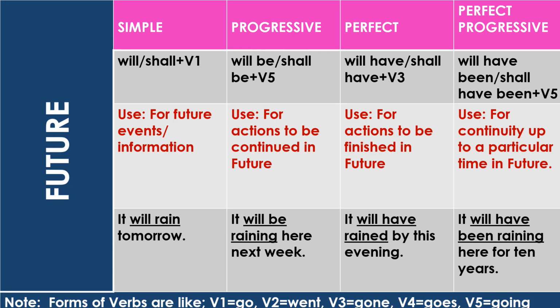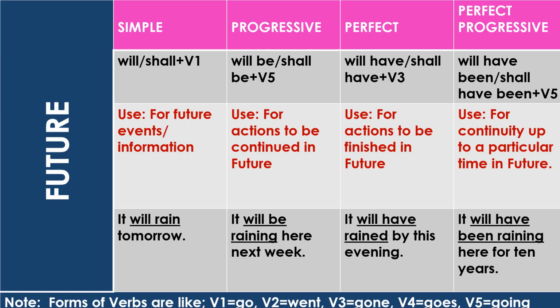Future tense. And first of all, simple future. Here we use the helping verb will or shall plus the first form of the verb, that is V1. This is used for future events or information. For example, it will rain tomorrow.